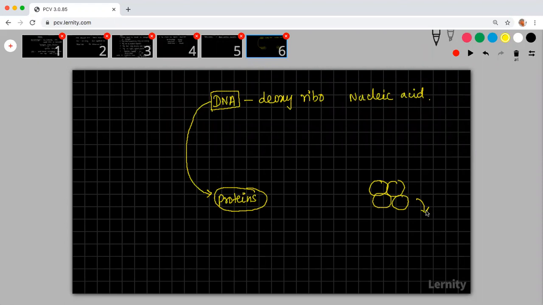So what is this DNA? This DNA has the information for the production of protein. A cell can be star shaped, spherical, or hexagonal. But what is it all depending on? The cell's shape is dependent on the proteins that are making it.